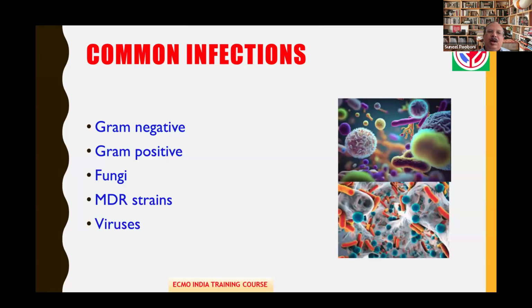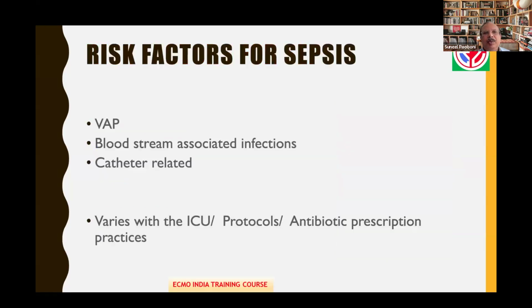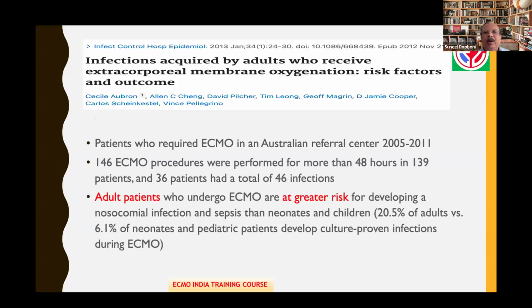Common organisms are gram negative, gram positive in that order, followed by fungi. Multi drug resistant strains we have all seen. Remember, all the patients with MDR do not die, only certain patients die. Viruses are another reason why people may need to go on to ECMO. The risk factors are ventilator associated pneumonias, bloodstream infections, and catheter related infections as well. It varies with the ICU protocols and antibiotic prescription policies.